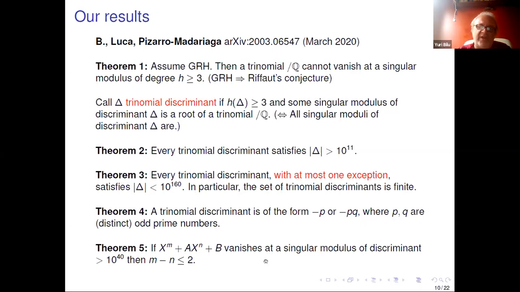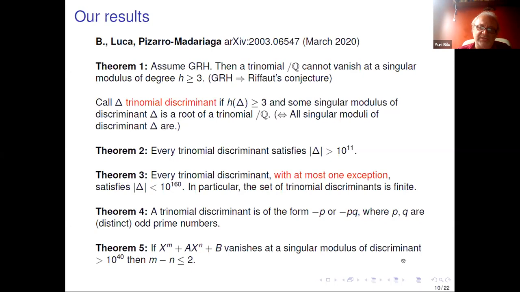So if a trinomial vanishes at such a singular moduli, we should put some lower bound here, which is kind of a lazy lower bound. Probably it can be taken away, but we were a bit tired of this project. It was a 40-something pages article, so it was easier for us to impose this assumption.